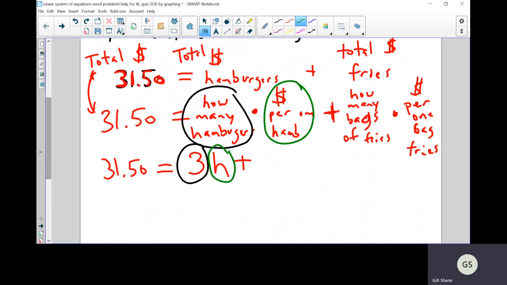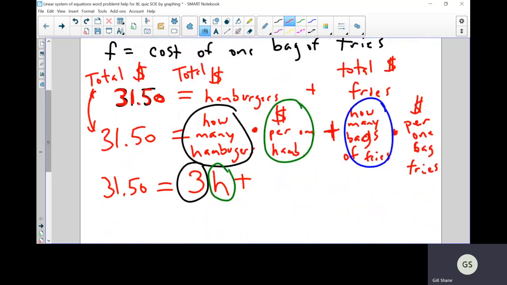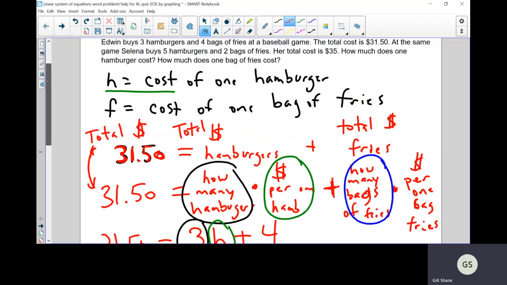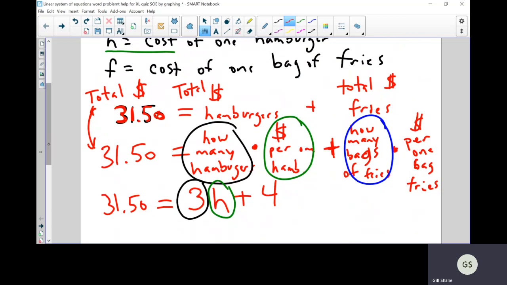And here's the next part. How many bags of fries? Well, the bags of fries, I guess I'll go back to red. So the bags of fries, I think was 4. Yep, Edwin bought 4 bags of fries. And then the cost per bag of fries, well, we don't know that, but we did say that F is the cost of a bag of fries. So it would be 4 times F. So that's my equation.